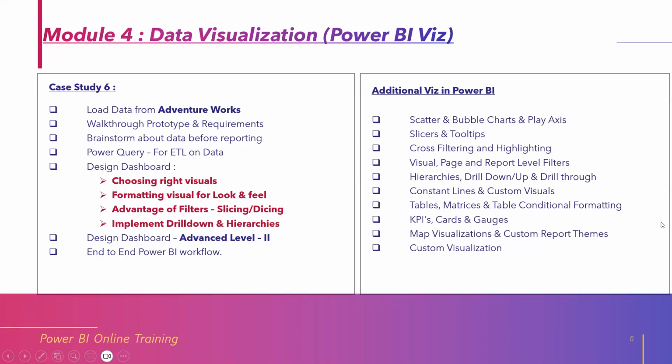And then module 4, which talks about the advanced data visualizations. By the time we reach this module, we might have practiced many visualizations, but exclusively in this module, we are going to work with various advanced reports: scatter chart, slicers, cross filtering, hierarchies, drill downs, some KPI cards, many things we are going to practice at an advanced stage of Power BI.